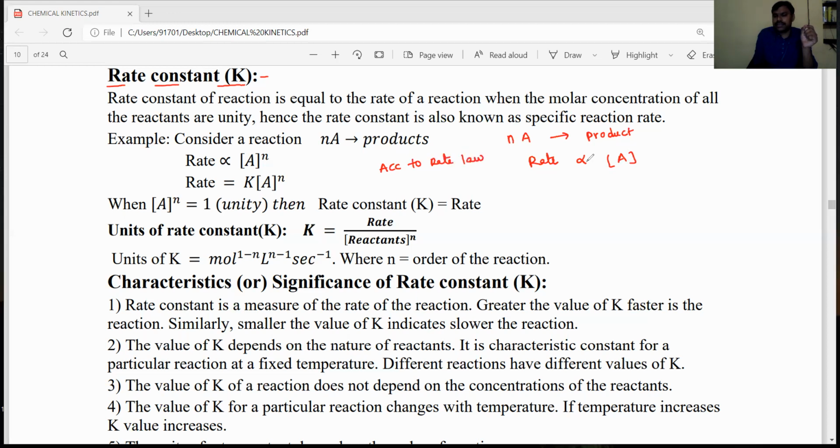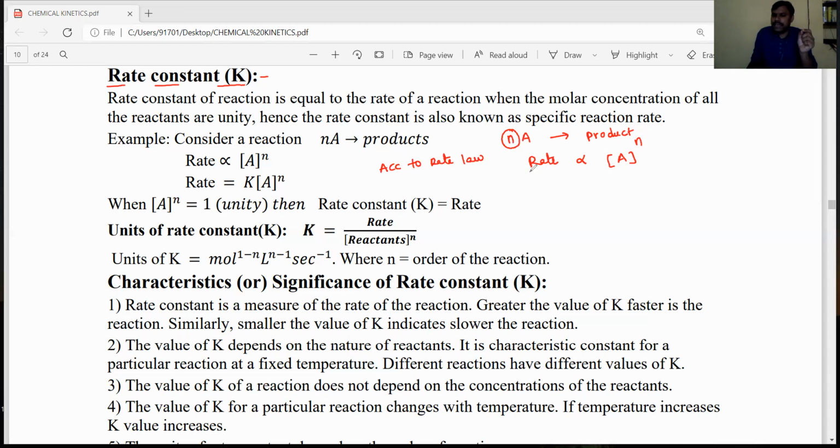the rate is directly proportional to the concentration of reactants, raised to some power. That power is called the order. Here n moles of A is present, so I consider the power to be n as well; otherwise you could write x or y, it's not a problem. Just for our convenience, I used the symbol n here. So the rate of reaction is directly proportional to the concentration of reactants, and each concentration term is raised to some power. That is known as the rate law or rate equation, and it is determined experimentally.